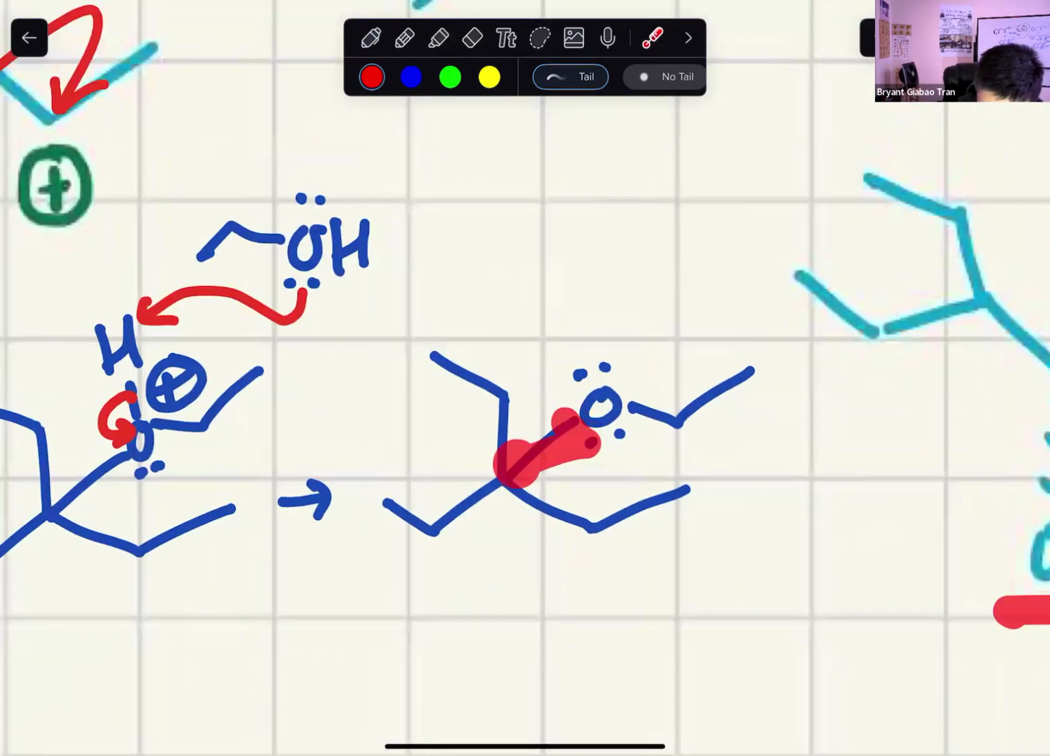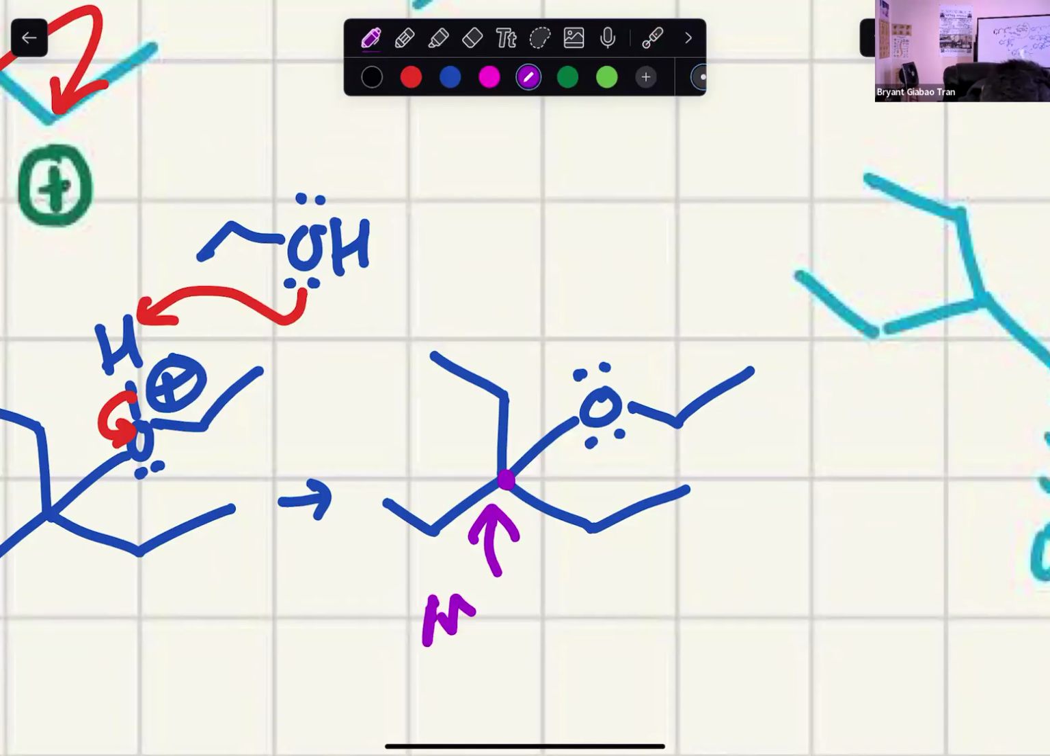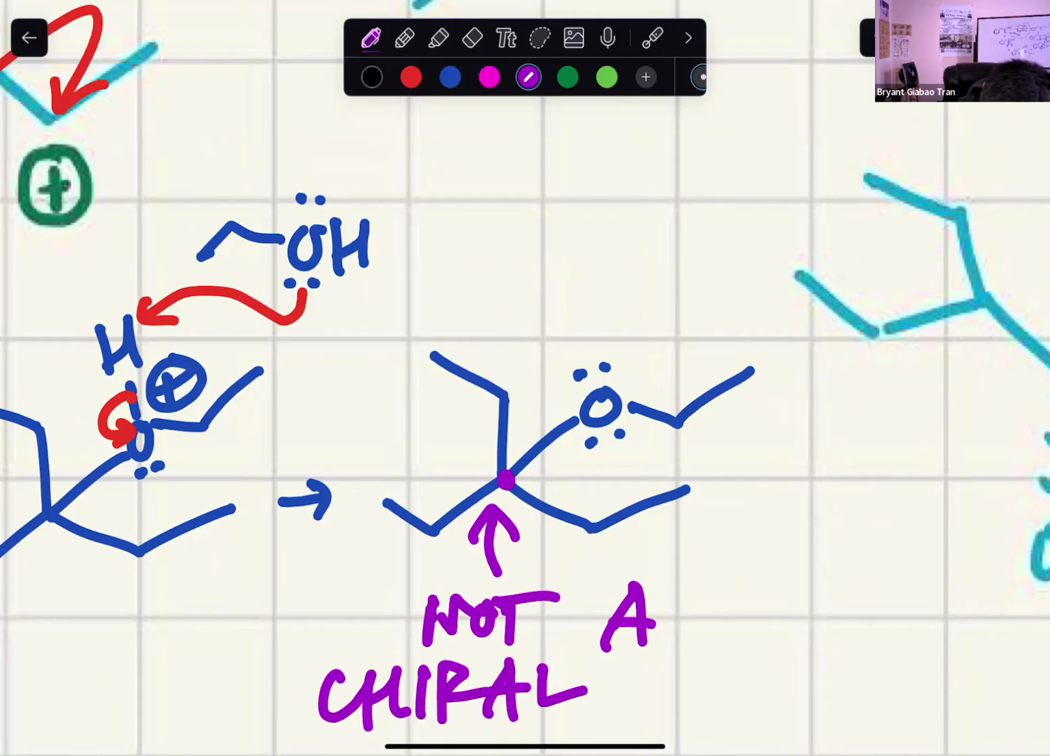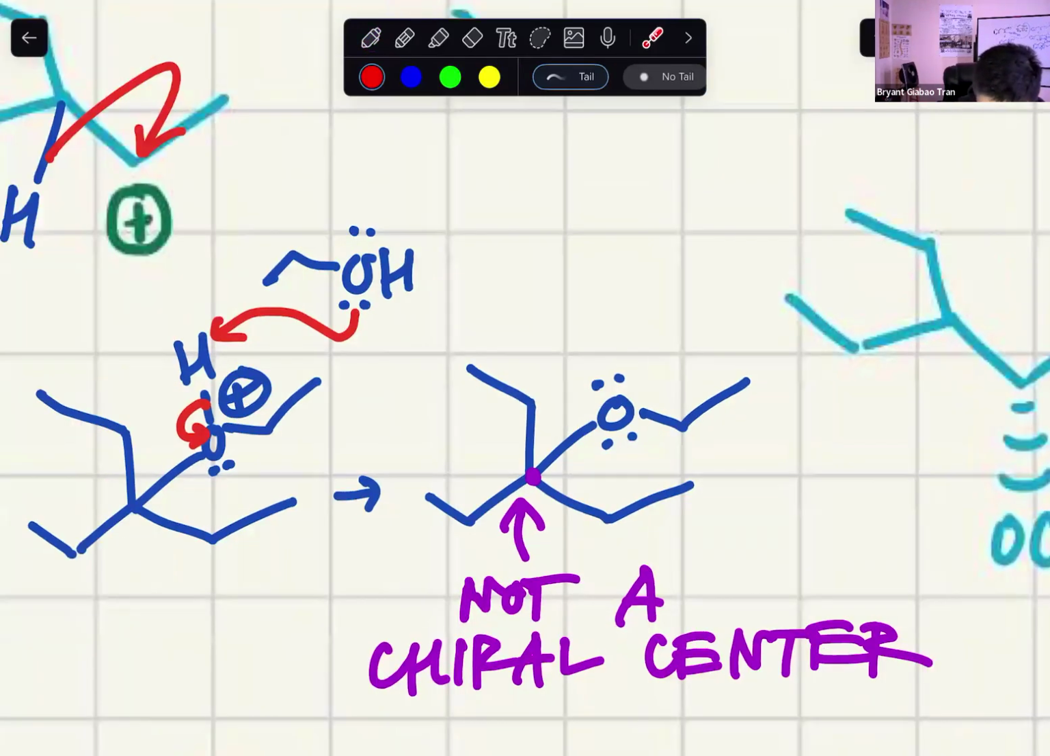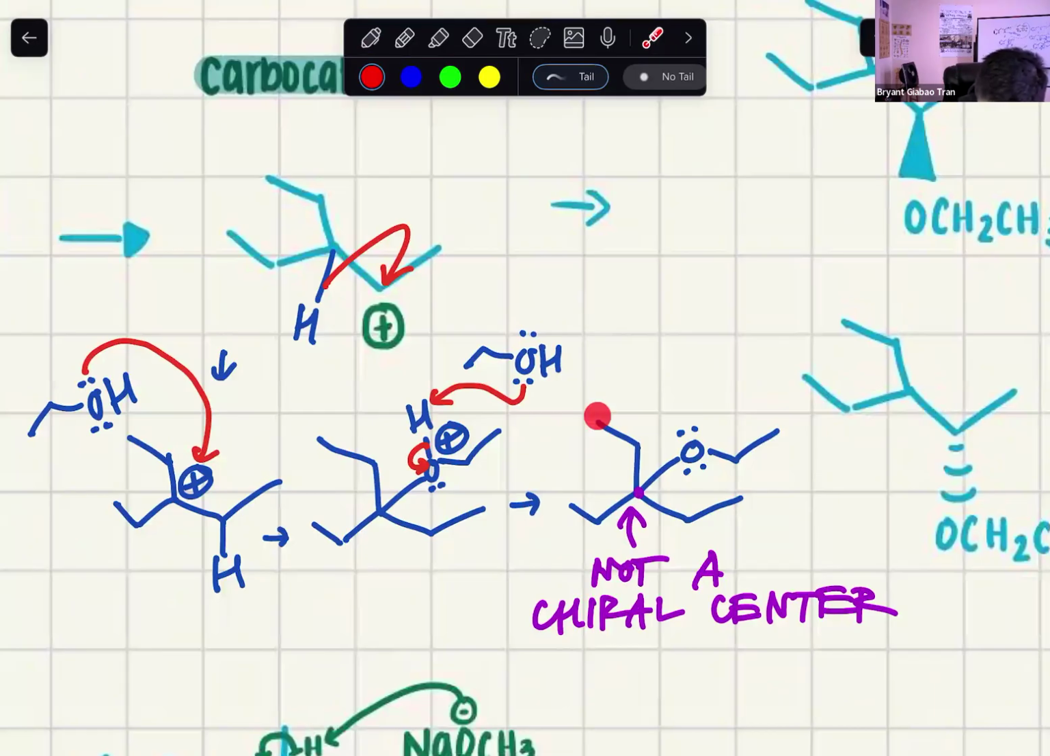And this would be a wedge or dash, but I don't draw that in the final product here because this is not a chiral center. If it was a chiral center, then we would have to put wedge and dash product, right? Like let's say this was a methyl group, then the methyl group would have been a dash and this would have been a wedge and vice versa. But because this is not a chiral center, because we have 2 ethyl groups on that same carbon, we don't have to put any wedges or dashes.